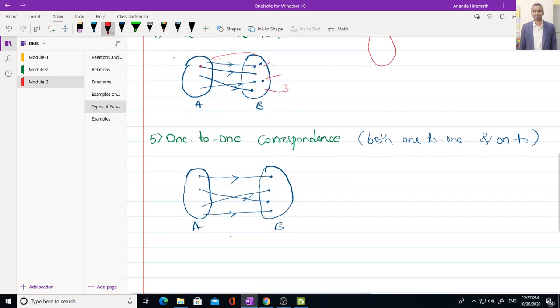Now, the next category is one-to-one correspondence. A function which is both one-to-one and onto is called a one-to-one correspondence function.